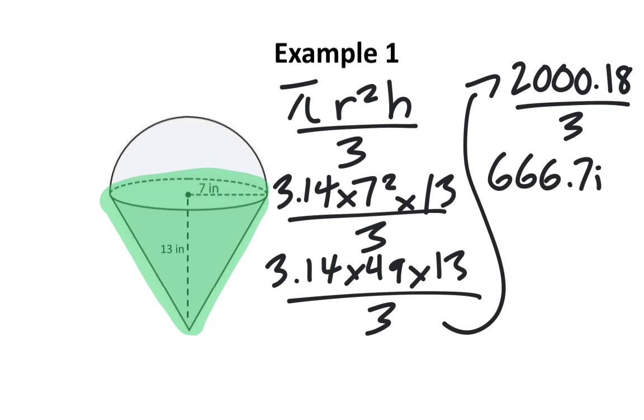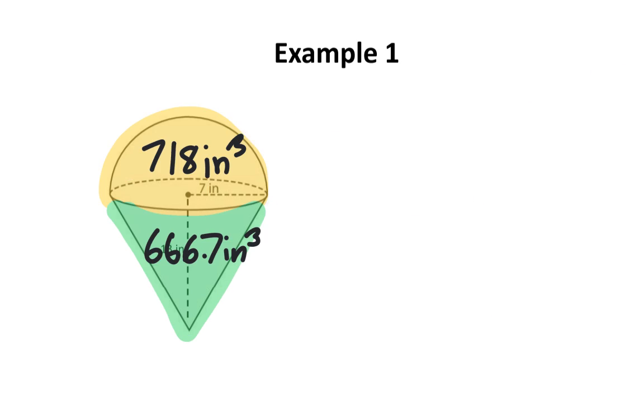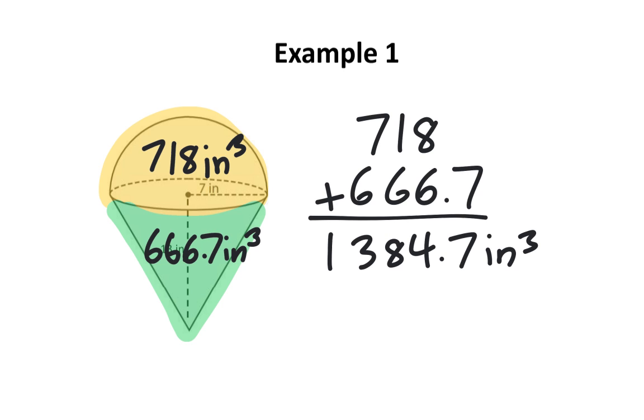666.7 inches cubed. To find the total volume of this composite figure, all I need to do now is add up the two volumes that I just calculated. I've gone ahead and done that already for you, therefore the total volume is 1,384.7 inches cubed.